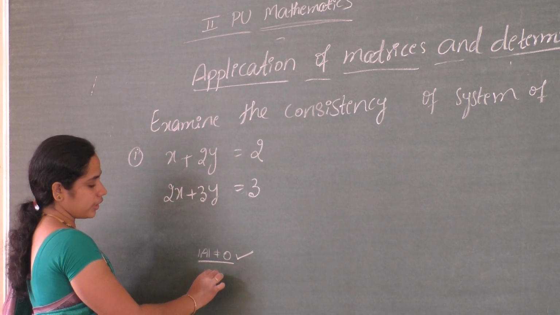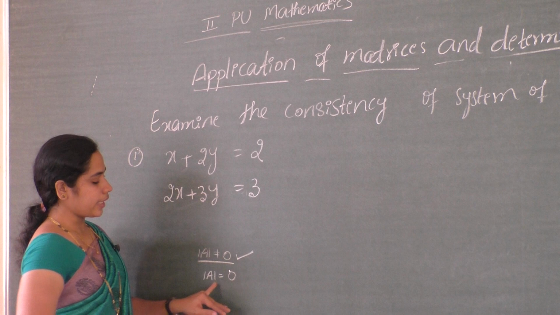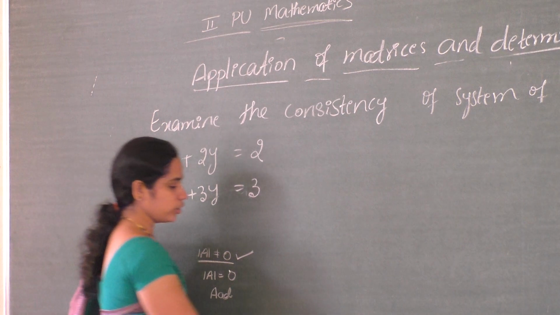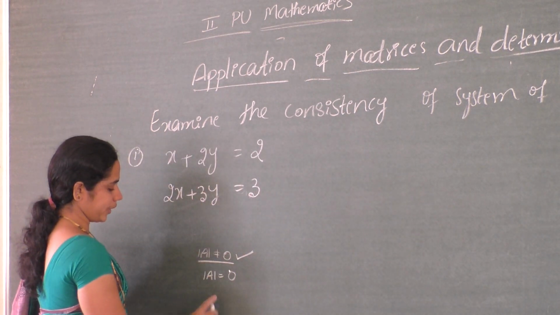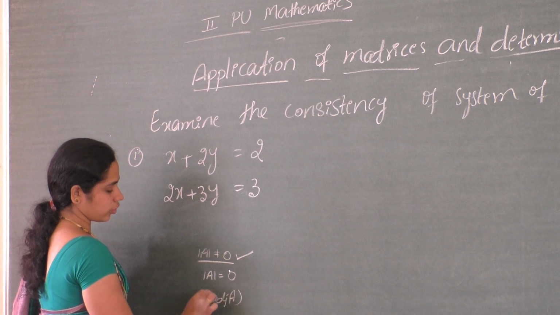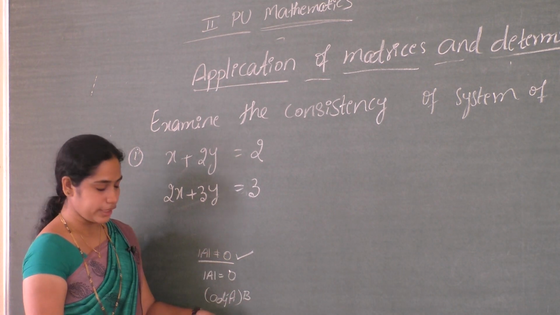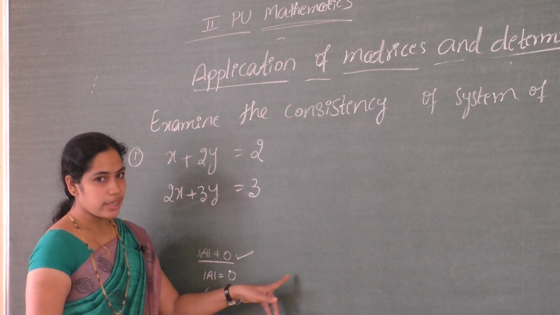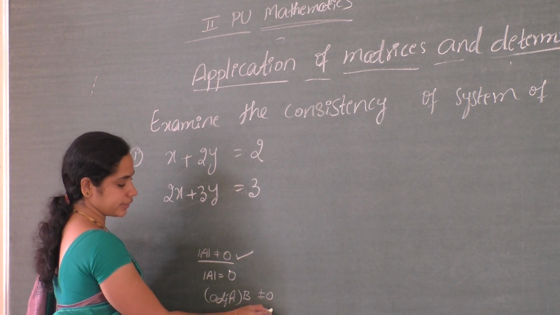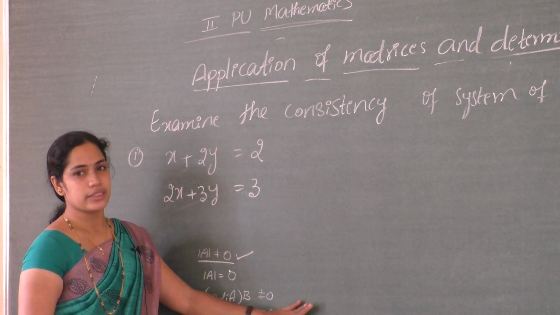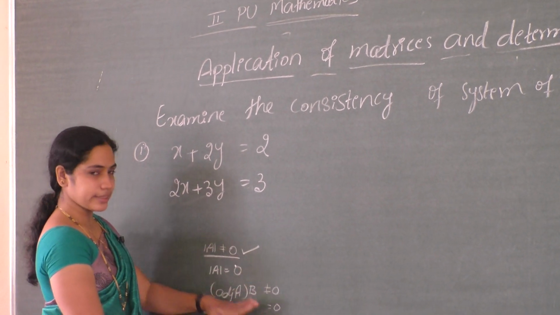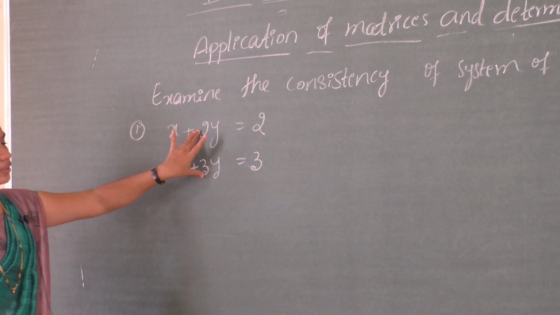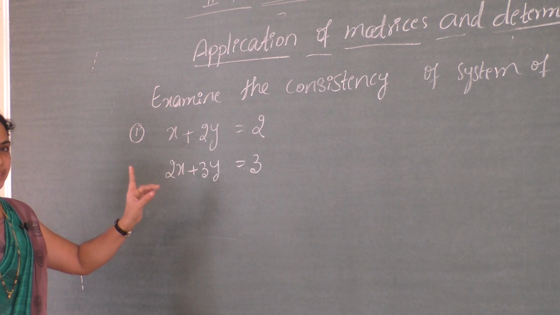Suppose determinant of A is 0, in that case we need to find out adjoint of A into B. Adjoint of A into B we need to calculate. If adjoint of A into B is not 0, we can say the system is inconsistent. Suppose it is 0, the system may be consistent or may not be. That is the procedure. Now, first we will write the system of equations in the form AX equal to B.